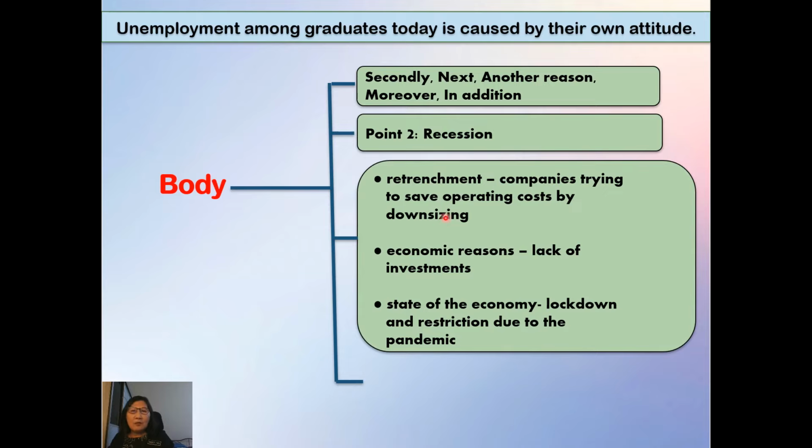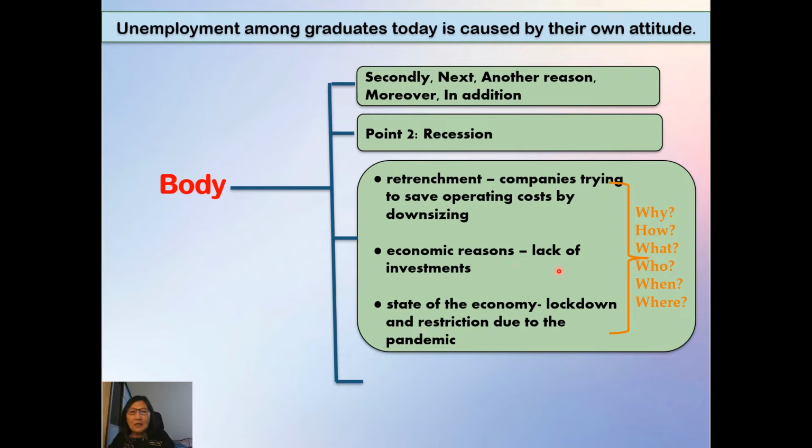Next, we have our supporting details. Recession that causes retrenchment. A little bit of elaboration here. As you can see, I talk about the why, how. Companies are trying to save operating costs by downsizing. So that is the reason why retrenchment is taking place. Then another supporting detail we can talk about is the economic reasons. So due to economic recession, there is a lack of investment.